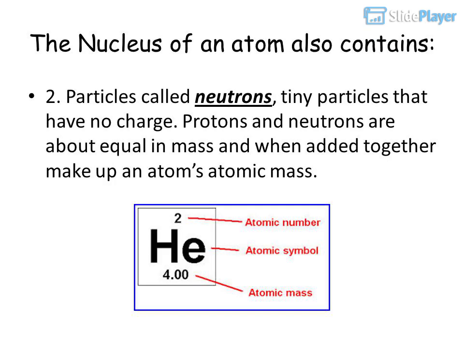The nucleus of an atom also contains 2. Particles called neutrons, tiny particles that have no charge. Protons and neutrons are about equal in mass and when added together make up an atom's atomic mass.